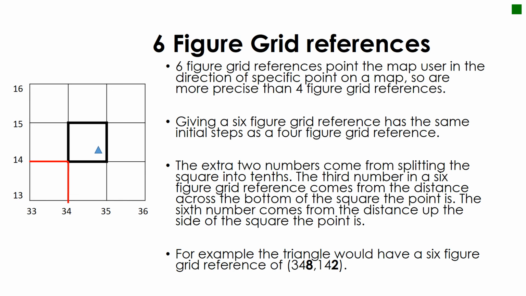So, for example, the triangle would have a 6-figure grid reference of 348142, as it is in the square 3414, but is 8 tenths across that square and 2 tenths up that square.